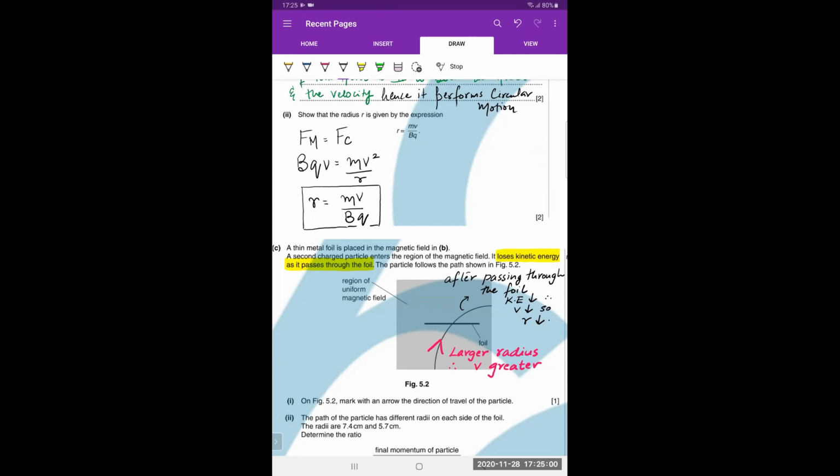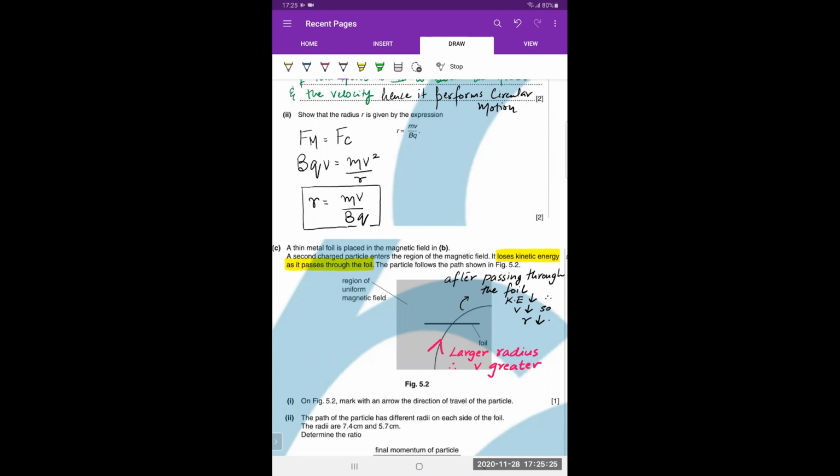So yes, I think Rohil's wording is right. Velocity is decreasing, causing a decrease in the kinetic energy. Sounds right. Okay, so it should be going from a larger radius towards a smaller radius to imply the fact that its velocity from a higher value is going to drop down to a lower value once it passes through the foil. Okay guys, I'm hoping you have followed the statements.